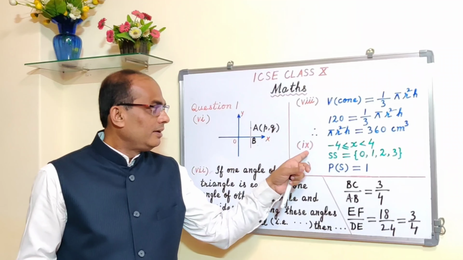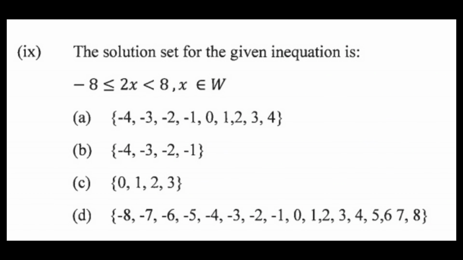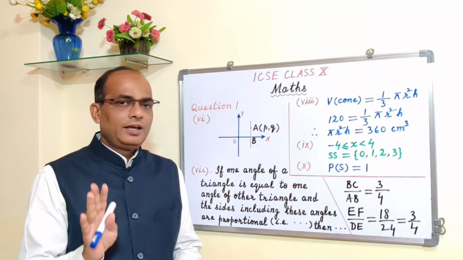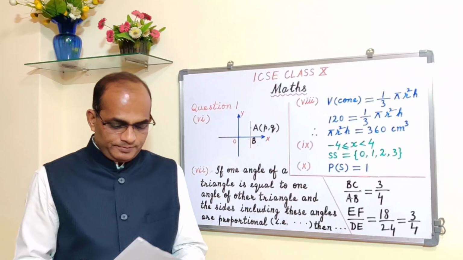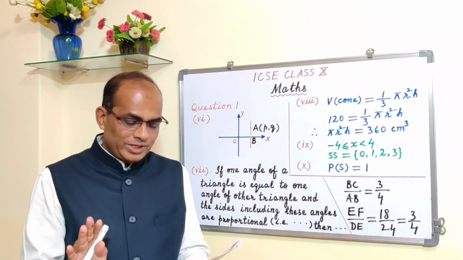Next, sub question 9, and the question is: the solution set for the given inequation is... The inequation given is -8 is less than or equal to 2x is less than 8, where x belongs to W. So we have to find out the solution set. -8 is less than or equal to 2x is less than 8.